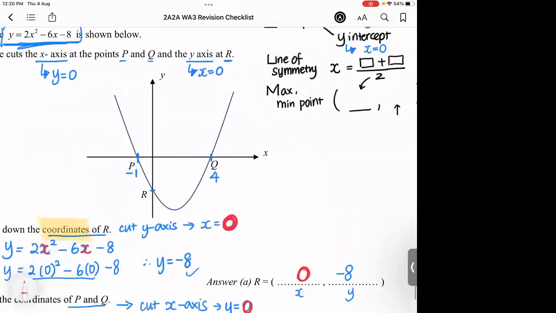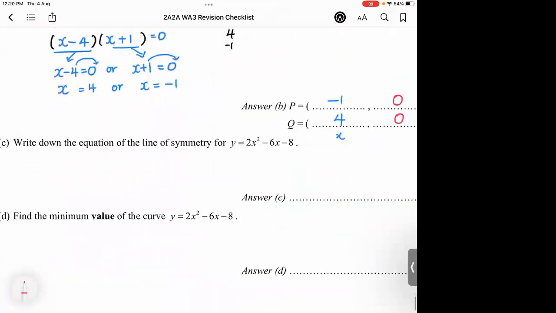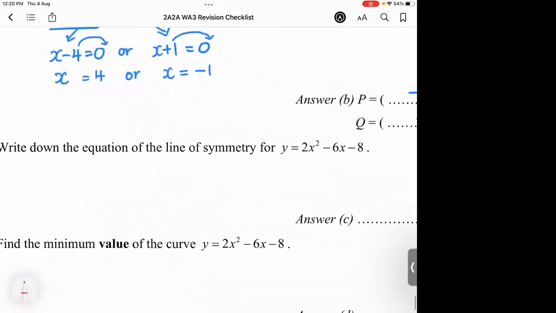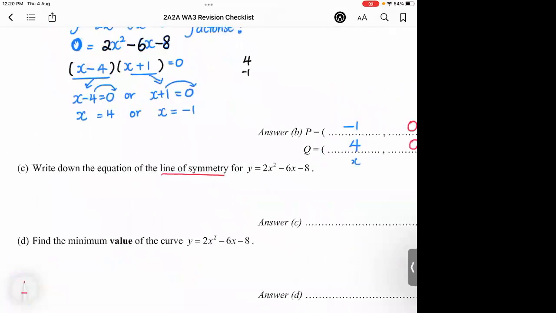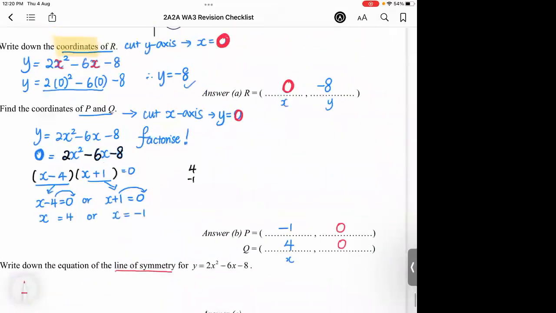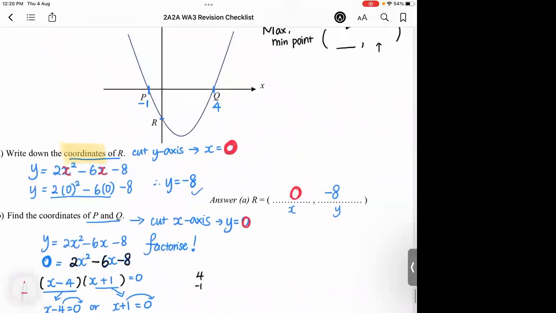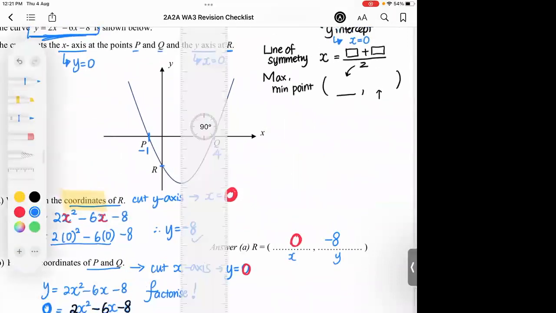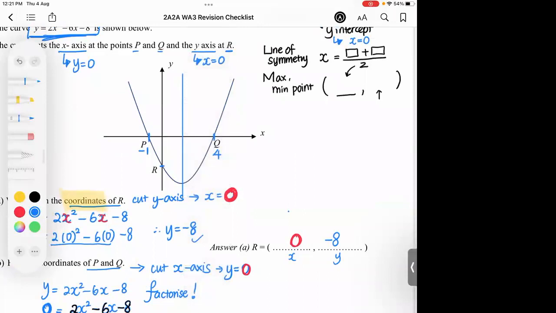So now I know on my graph already that this one is -1, that one is 4. Next question says, find the equation of the line of symmetry. So what I need to do is draw the line of symmetry, correct? Where's my line of symmetry? My line of symmetry is in the middle. Then this is my line of symmetry. My line of symmetry only cuts which axis? It is vertical, right? So it only cuts the x-axis.